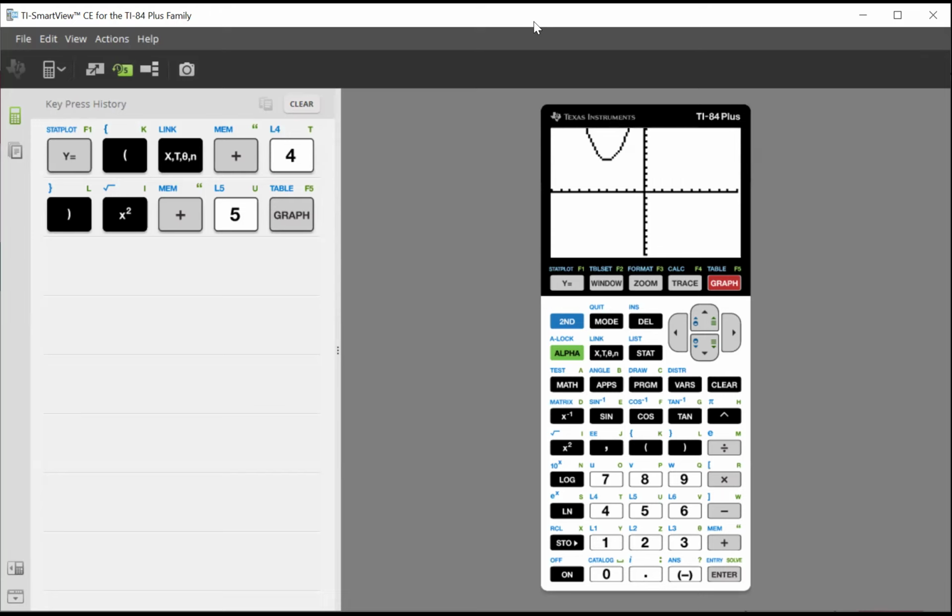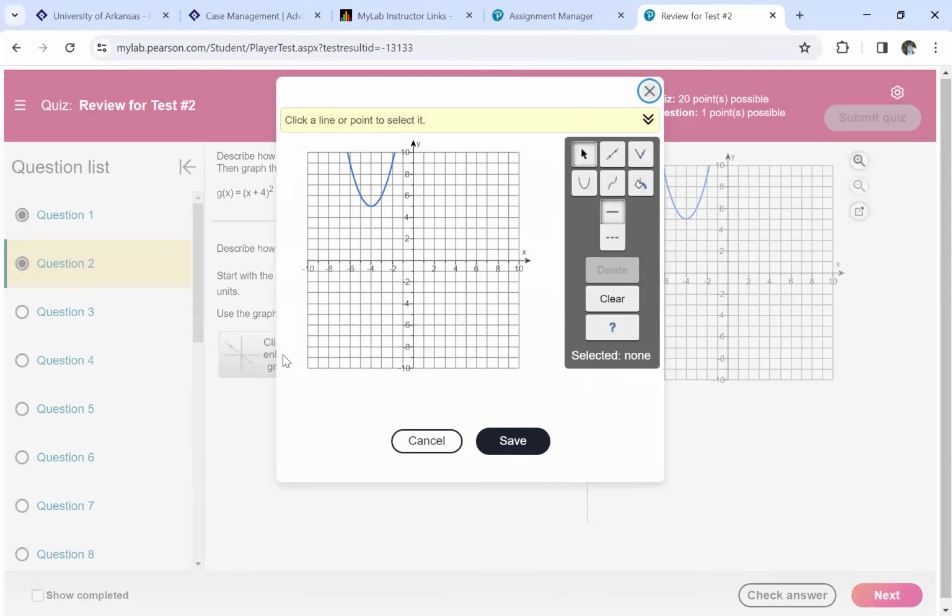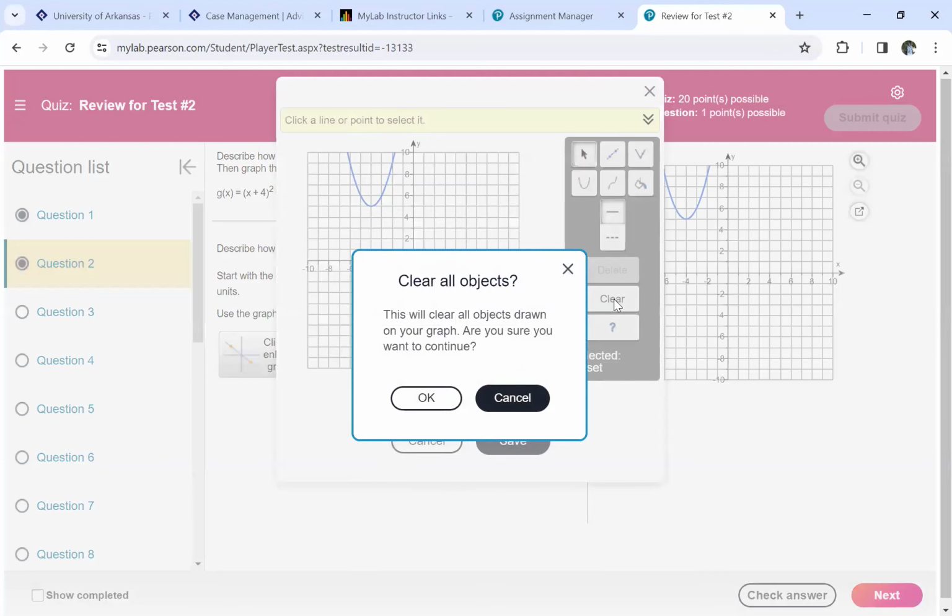So let's go back to the graph. So I'm going to see if it'll let me clear this one. All right, so I'm going to clear it.